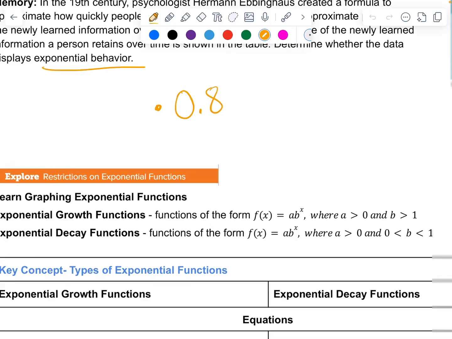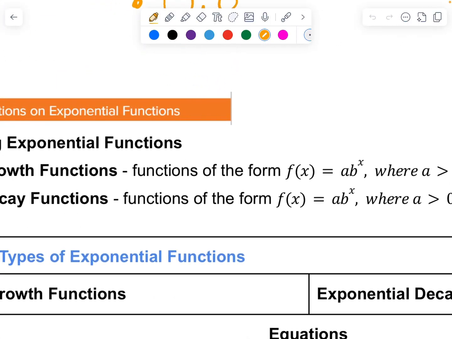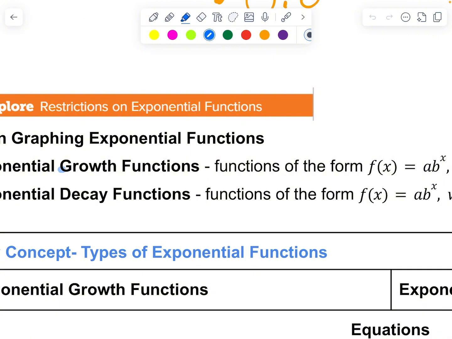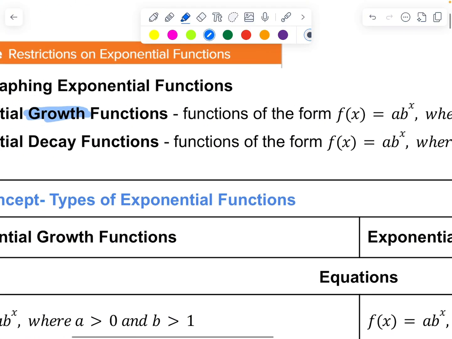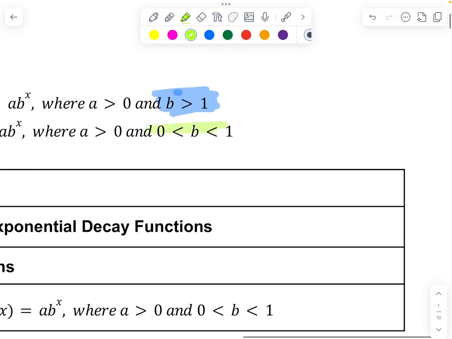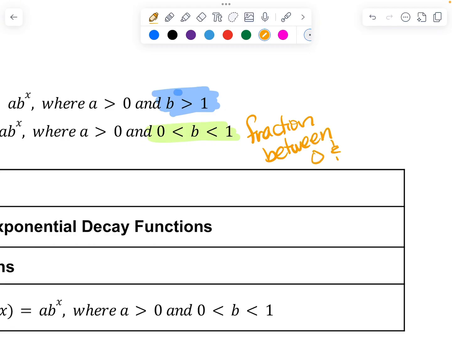Okay, so we have what's called an exponential growth. Okay, this is the growth, I should highlight. Growth function means that the b value is going to be greater than 1. The b value is greater than 1. Then I have decay, and that means it's between here. So guys, that means this is a fraction, between 0 and 1. It's a fraction or a decimal. I could put decimal also. Fraction or a decimal between there.